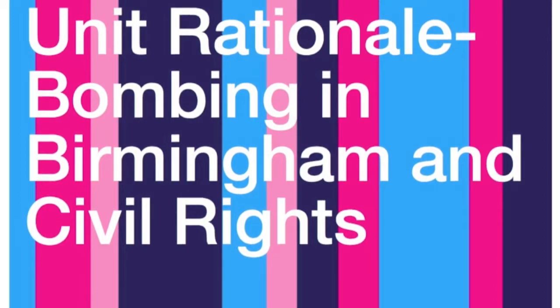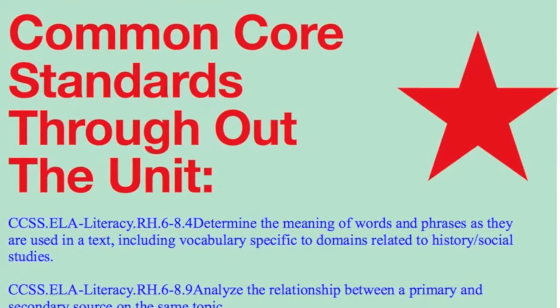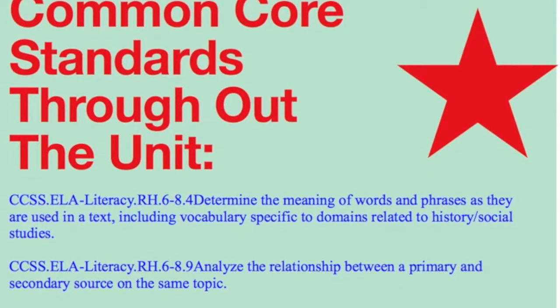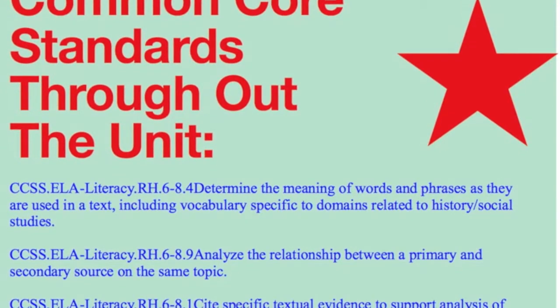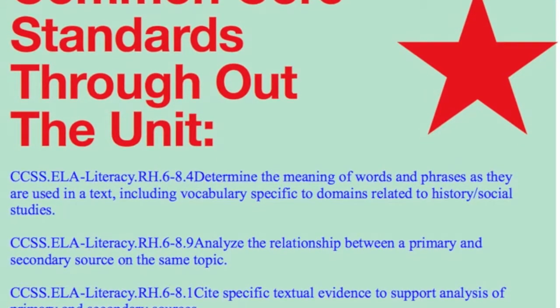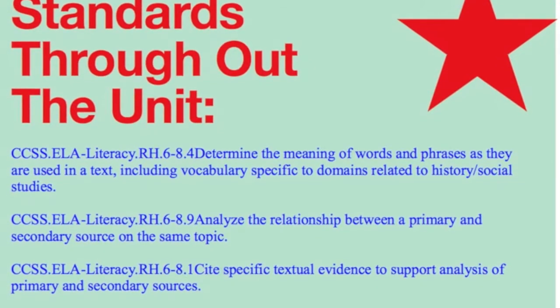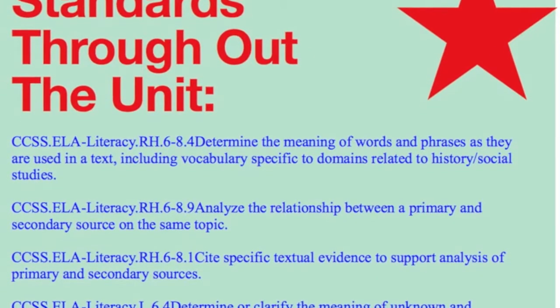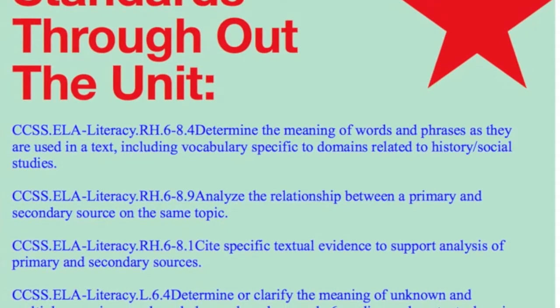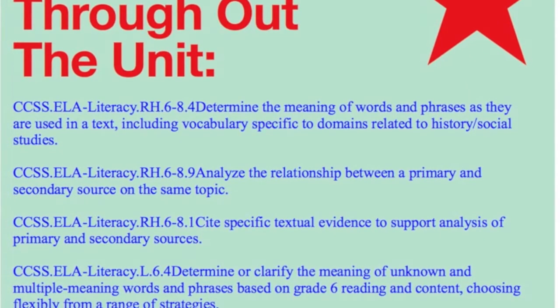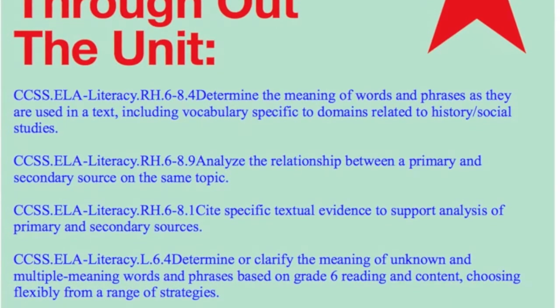Common Core content standards to be addressed include determining the meaning of words and phrases that are used in a text, including vocabulary specific to domains related to history and social studies. Analyze the relationship between primary and secondary sources on the same topic. Cite specific textual evidence to support analysis of primary and secondary sources.